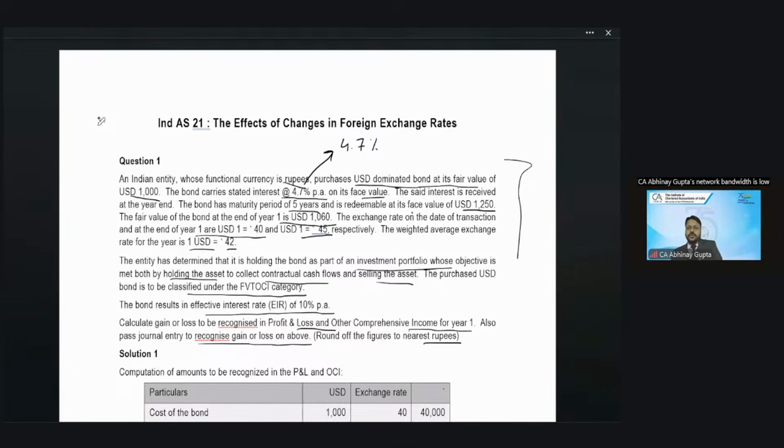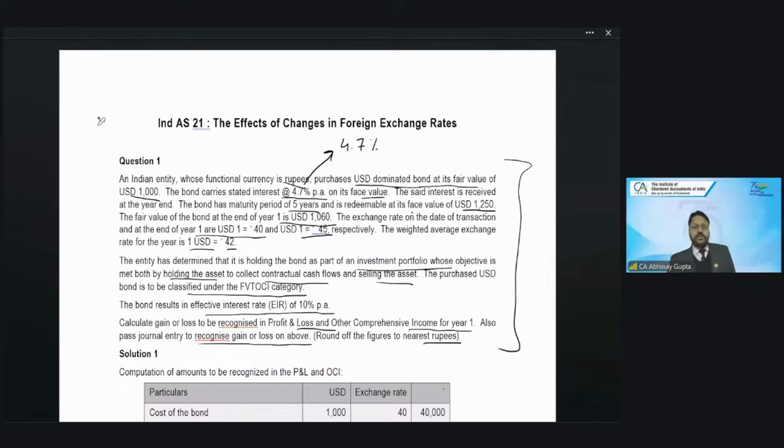So there is a bond which the company holds as an investment, and the purpose of holding this bond is to sell the bond as and when the cash is required, as well as to collect the interest on the bond. So are you able to recall something by reading these lines? Investment portfolio whose objective is met by both holding the asset to collect the contractual cash flows and selling the asset. Something similar you have ever learned anywhere?